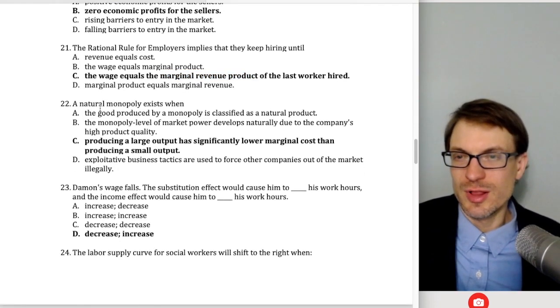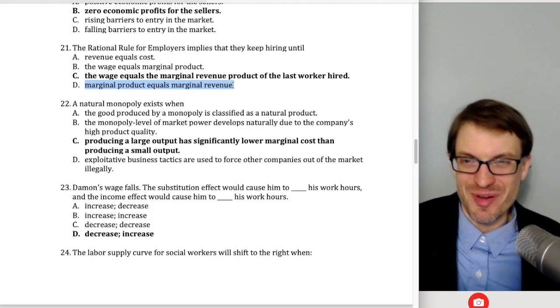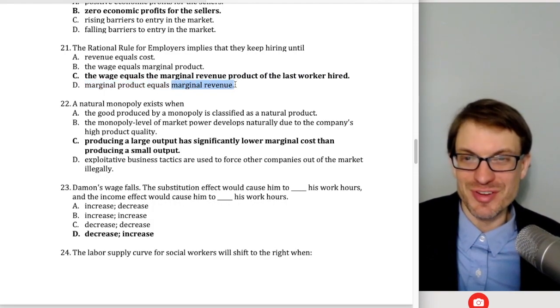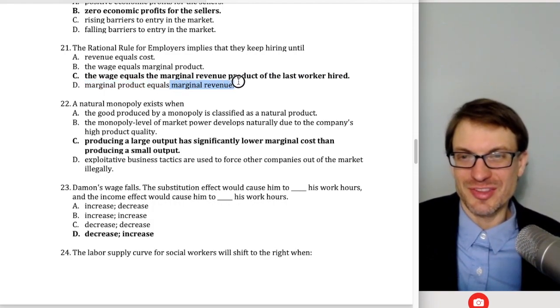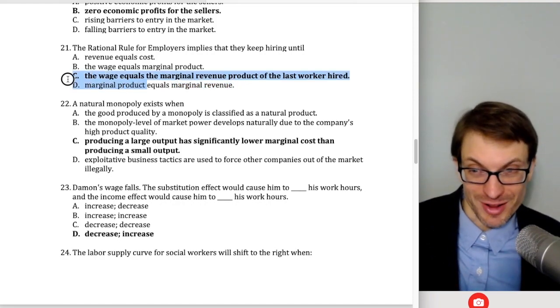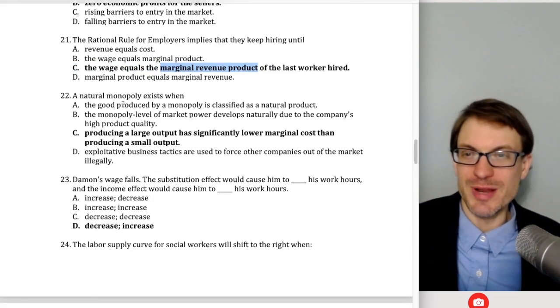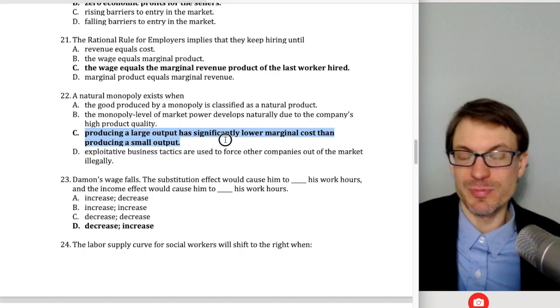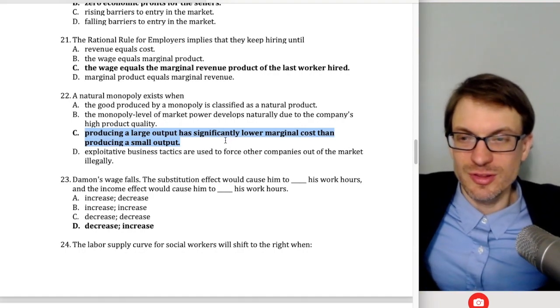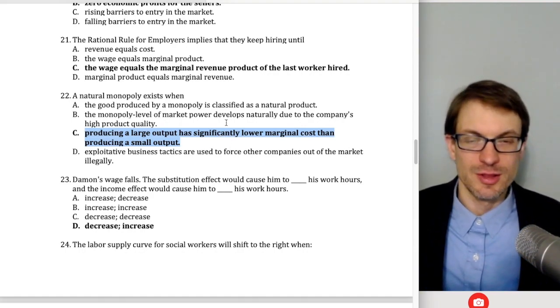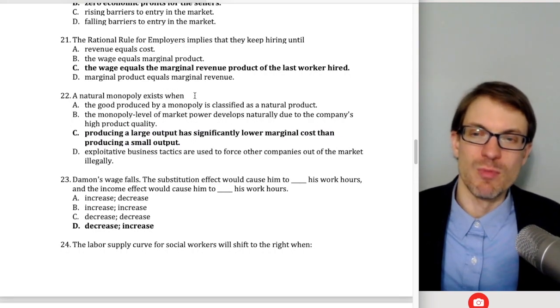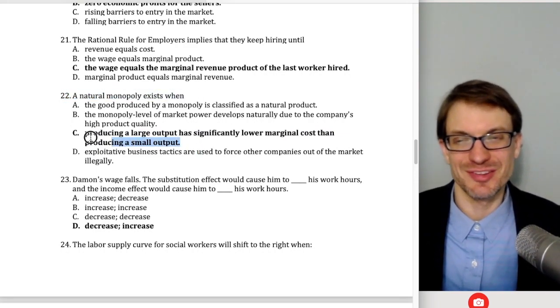All right, and it's not marginal product equals marginal revenue, because the marginal revenue for the employer is based on marginal product times price. It's the marginal revenue product. Anyway, so a natural monopoly exists when producing a large output has significantly lower marginal cost than producing a small output. So there's a little bit more to natural monopoly, but yeah, this is right.